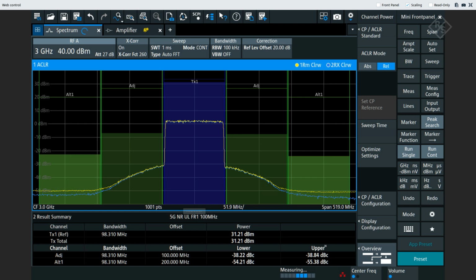So by using the cross-correlation detector, we have reduced measurement uncertainty, and we again can show significantly better results for your device under test.